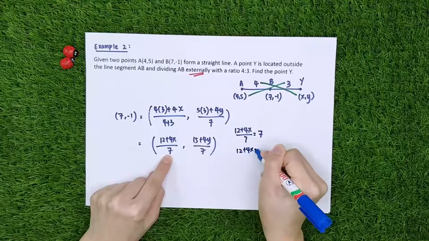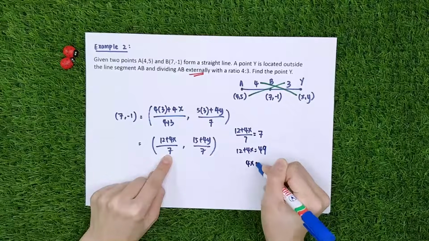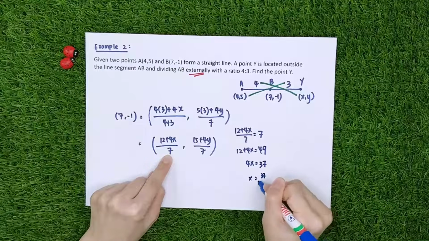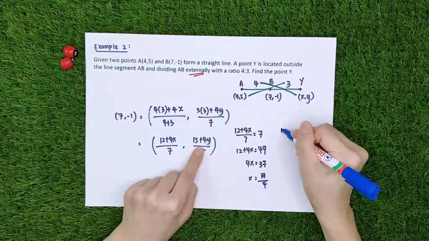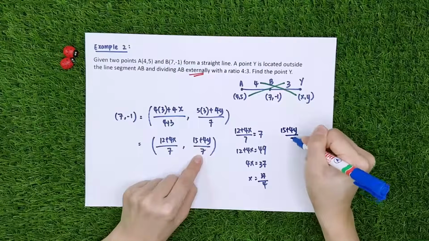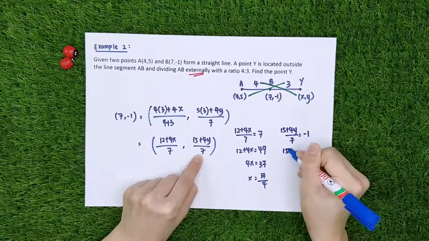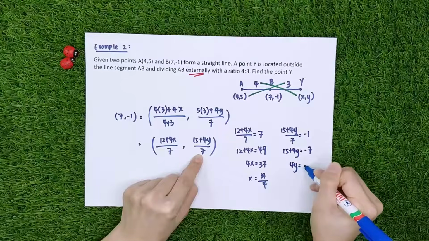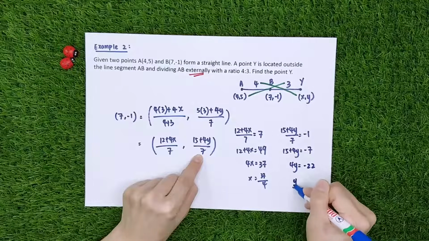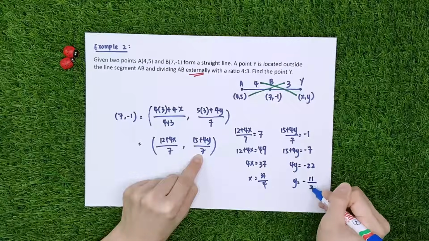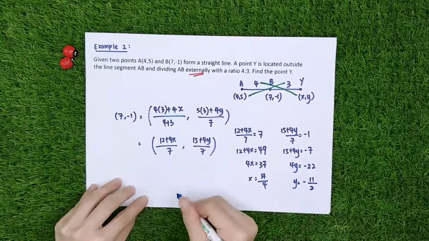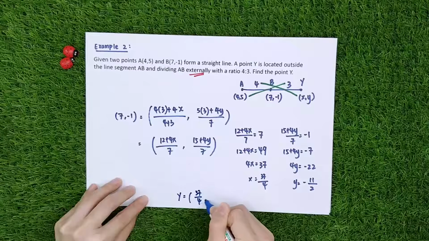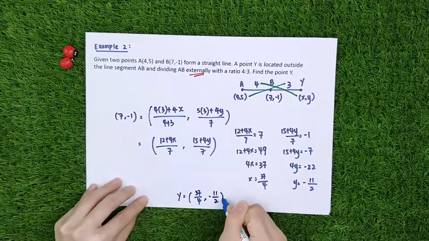(12 plus 4x) over 7 is equal to 7. 12 plus 4x is equal to 49. 4x is equal to 37. So x is 37 over 4. For y, (15 plus 4y) over 7 is equal to negative 1. 15 plus 4y is equal to negative 7. 4y is equal to negative 22. y is equal to negative 11 over 2. So I can conclude my coordinate Y is (37 over 4, negative 11 over 2).